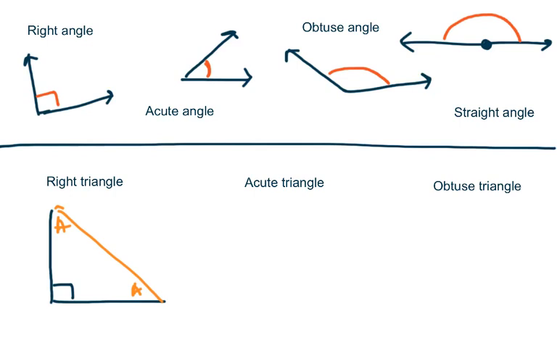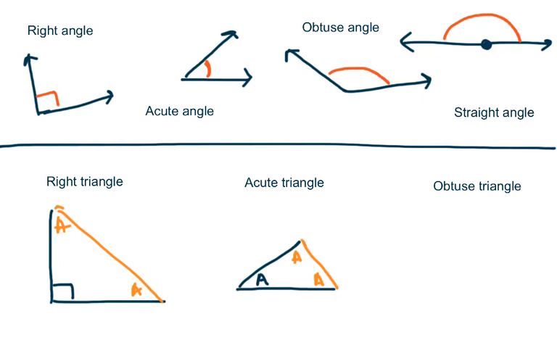Next, I have an acute triangle. Just like the name sounds, I'm going to start with an acute angle. I'm going to label this with an A for acute. Now to make this into a triangle, I just connect my last two sides together, and I can see that I have three acute angles.